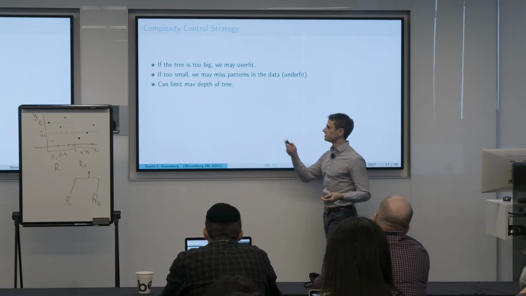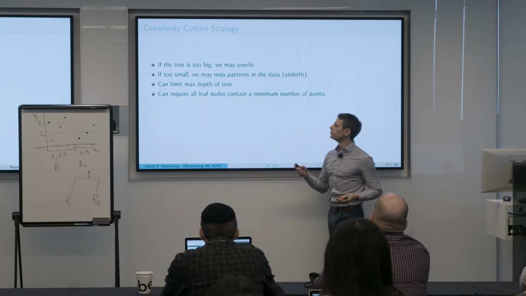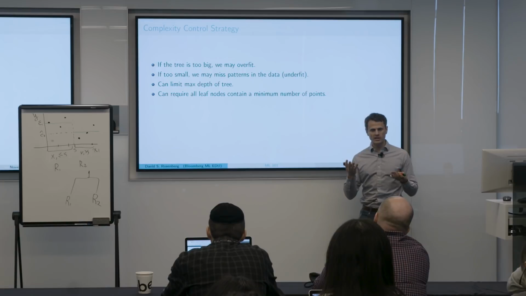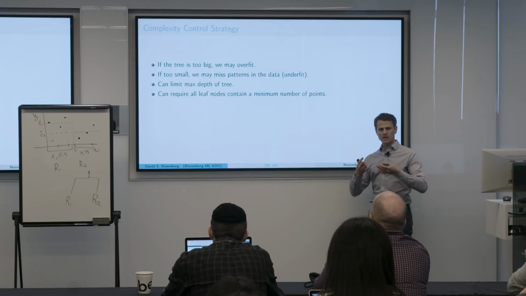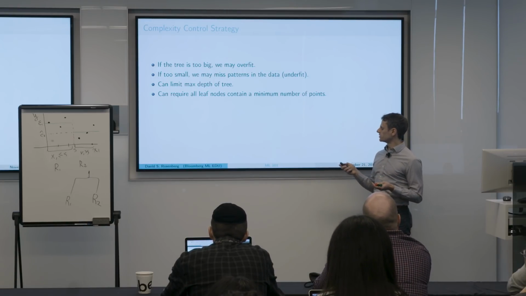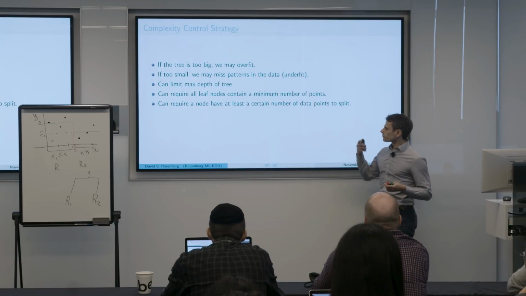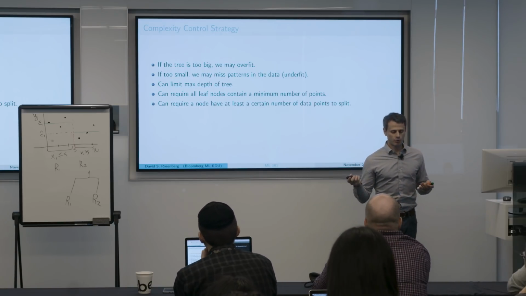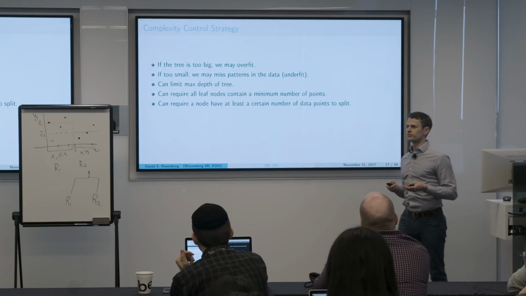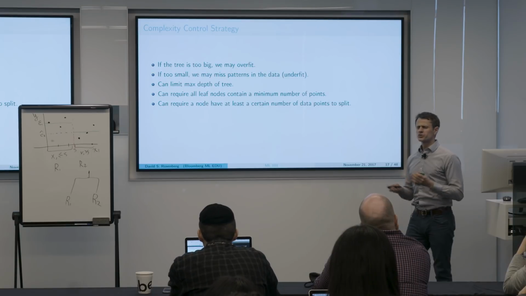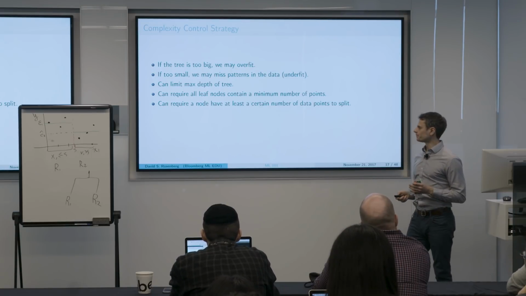So I mentioned you can limit the depth of the tree. You can also require all leaf nodes to have at least a certain number of training examples in them, to keep any given node from splitting too much. Or you could say, I'm not going to split a node unless it has at least a certain number of training examples that fall into it. These are all different parameters you'll see in software.